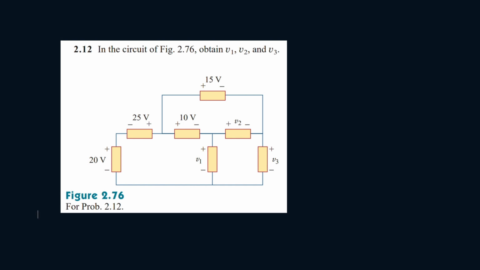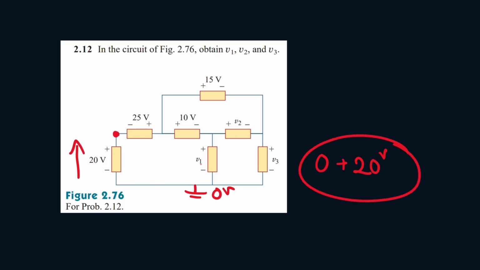Let's start by setting our ground node. The ground node will be 0 volts here. Now, let's say that there's a current moving in this direction. Since we're exiting out the positive terminal, there's a voltage increase. So it goes from 0 plus 20 volts, and whatever we get from this answer will be the voltage at this region. So 0 plus 20 is 20 volts. That means it's 20 volts here.